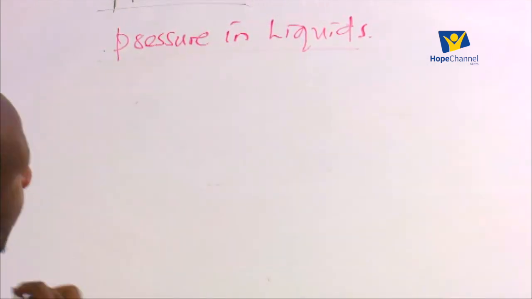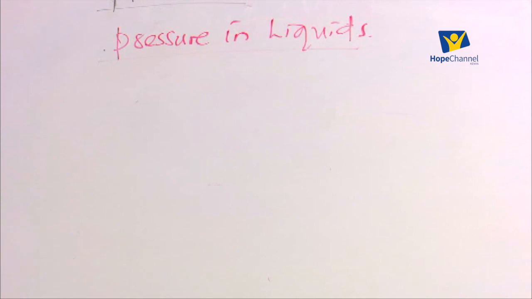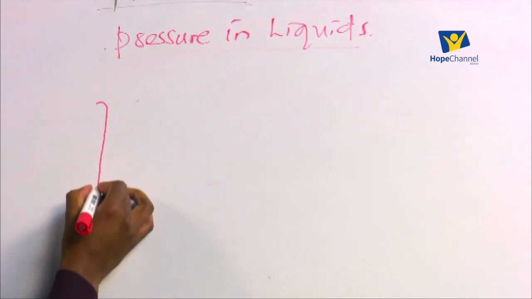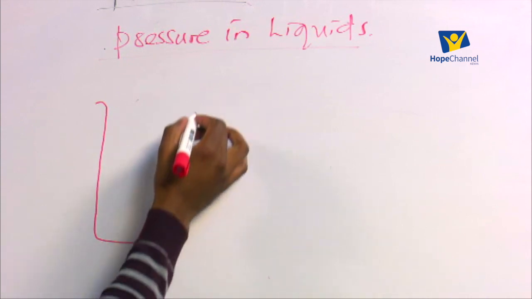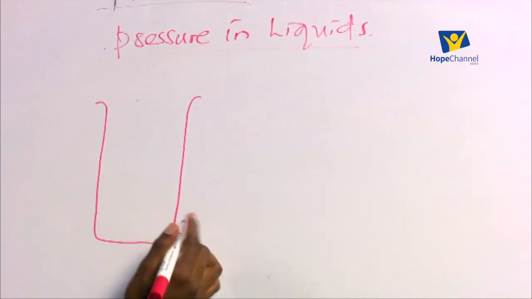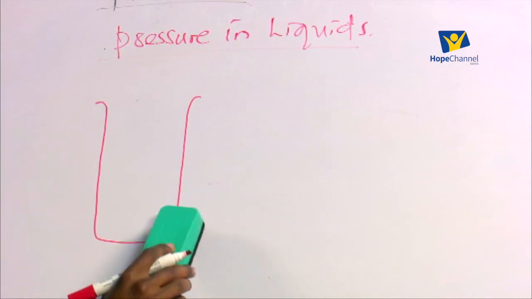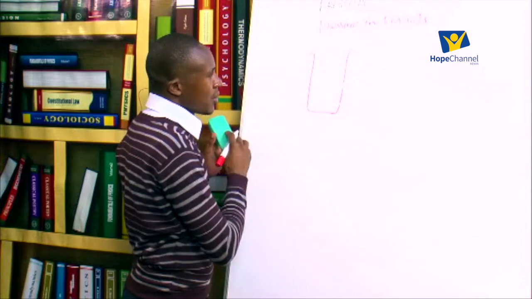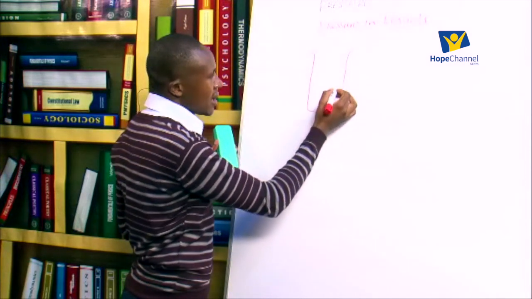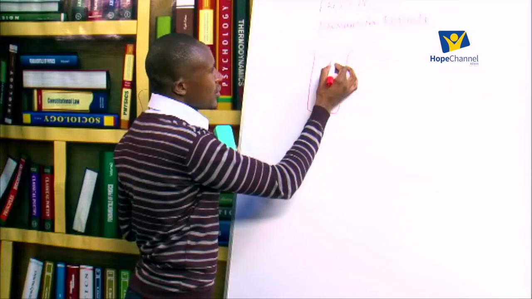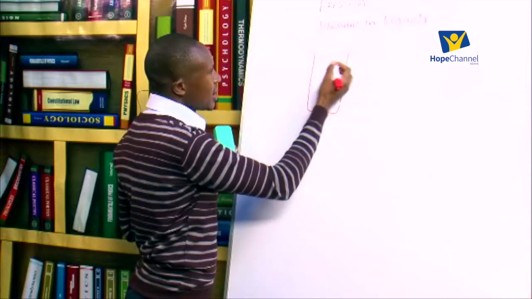Now, I'll have a drawing here. Suppose we have a tin, just a container, and this tin happens to have different holes. There is a hole close to the bottom, and then we have another hole at the middle and another hole at the top. So we have hole 1, hole 2, and hole 3. Then we have an amount of water inside, or just a liquid inside there.